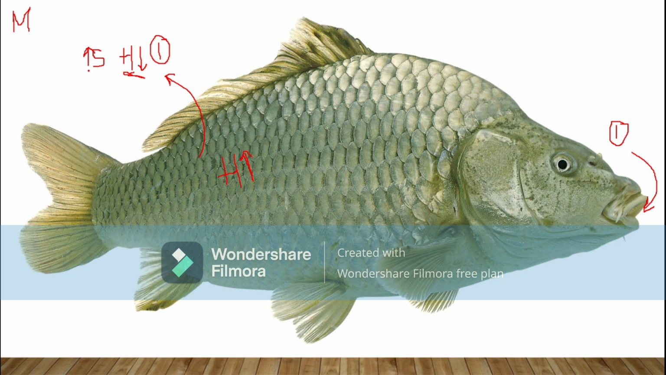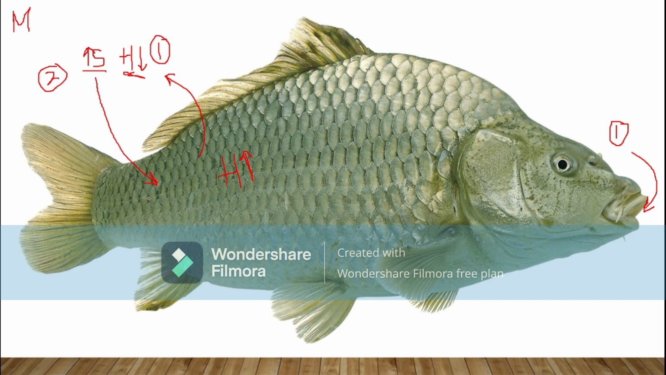And the second adaptation is that the salts are already in excess amount in the environment. This is the second problem they are facing: there is continuous passive movement of salts from the sea environment to their bodies.